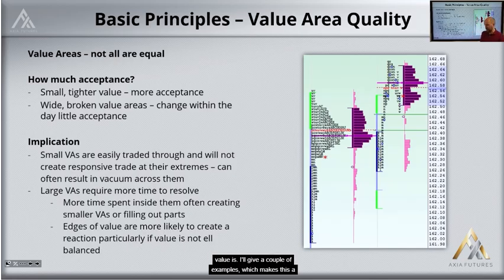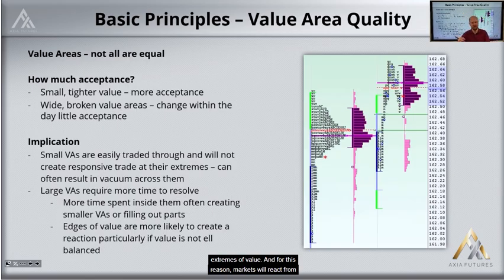I'll give a couple of examples which make this a little clearer in a moment, but the simple way of thinking about it is, if no one knows where value is, as a seller you're going to try and sell at the highest available prices. As a buyer, you're going to try and buy at the lowest available prices. Therefore, you will stay within value, but closer to the extremes of value.